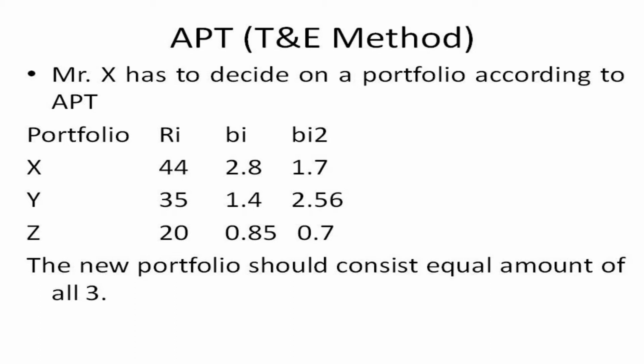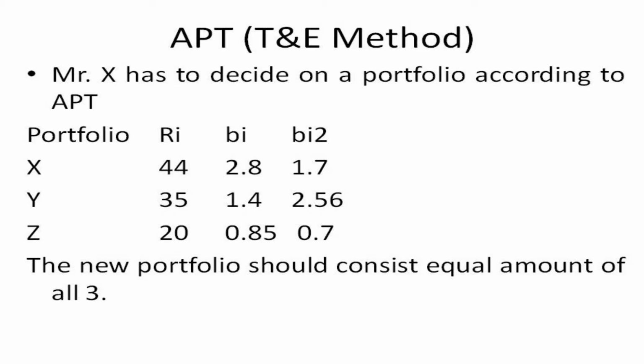Look at the problem. Mr. X has to decide on a portfolio. Portfolio X, Y, Z. The return, I mean, is 44 for X, 35 for Y, 20 for Z. Okay, then beta 1 for X is 2.8, for Y is 1.4, for Z is 0.85. Then beta 2 for X is 1.7, for Y is 2.56 and for Z is 0.7.